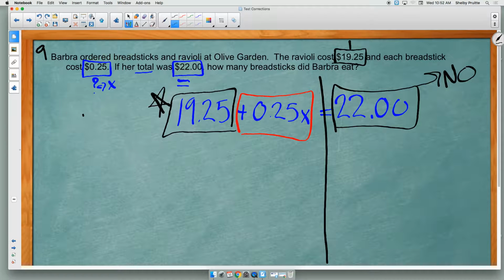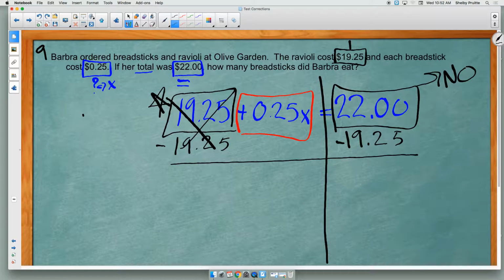So if I want to move this positive 19.25 to the other side, I need to subtract. And I'm subtracting 19.25 from both sides. Reason being, those cancel, which is what I want. So I'm left with a positive 0.25x equals, and then you can double check in your calculator, but 22 minus the 19.25 is going to give you 2.75.